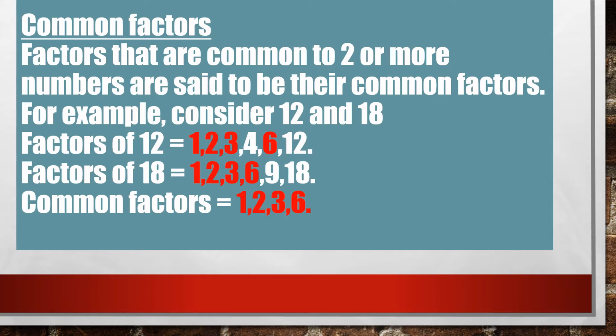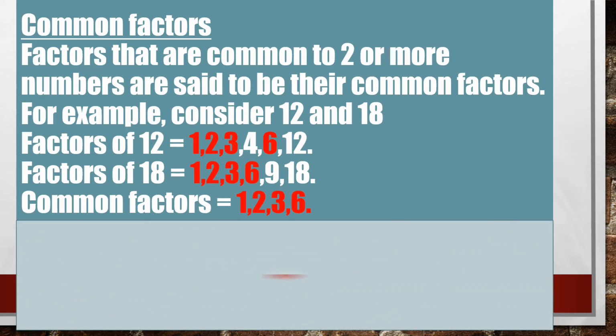As you see, some of the numbers here are given in red colors. Why is it so? Because those factors come both for 12 and for 18. So such factors that are common to two or more numbers are said to be their common factors. So the common factors of 12 and 18 are 1, 2, 3 and 6.